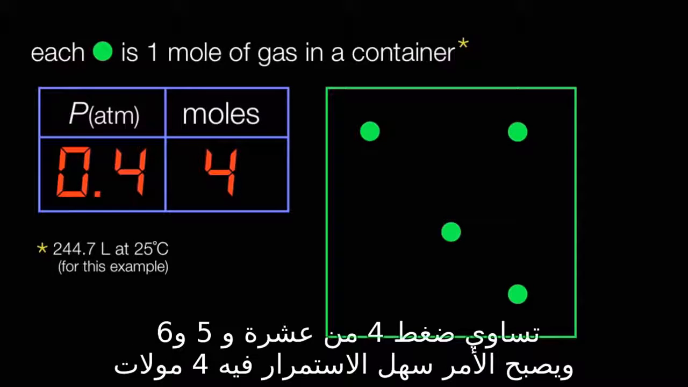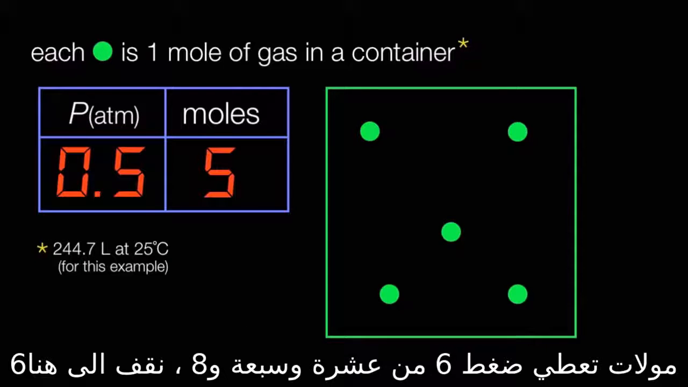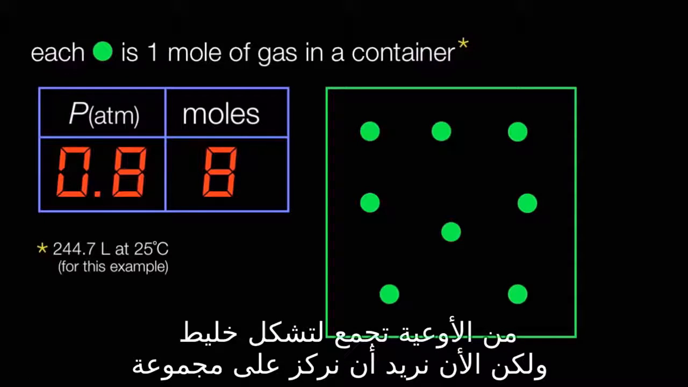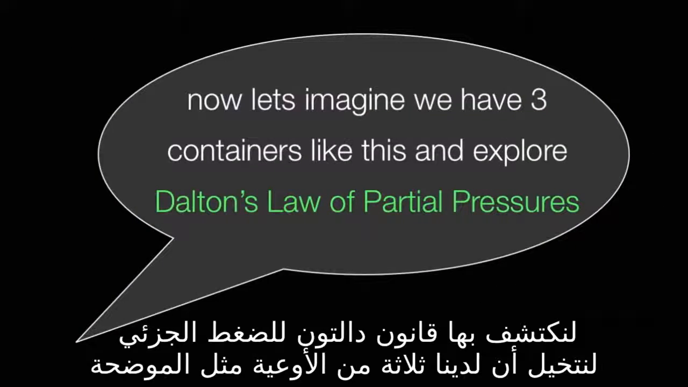And this becomes really easy to just keep going, count 4 moles, 5 moles, go all the way to 6 moles, you'll get 0.6 atmospheres of pressure. You go to 7, you'll get 0.7. And we'll take this all the way up to 8 just to make a point. But we really want to shift our focus now into several containers combining to make a mixture. So let's imagine we have 3 containers like this and explore Dalton's law of partial pressures.